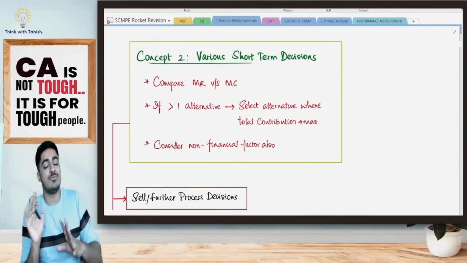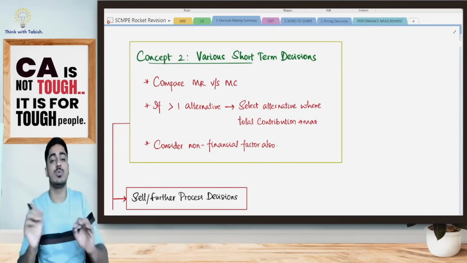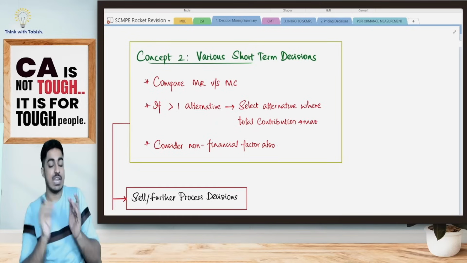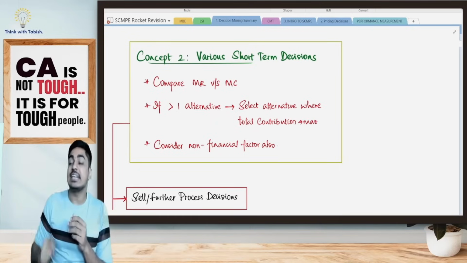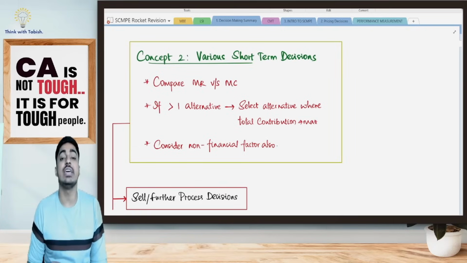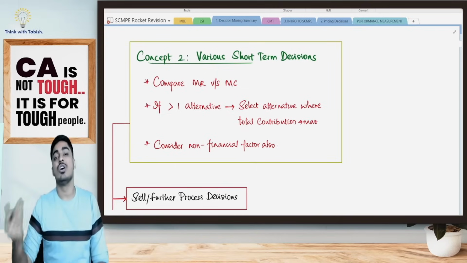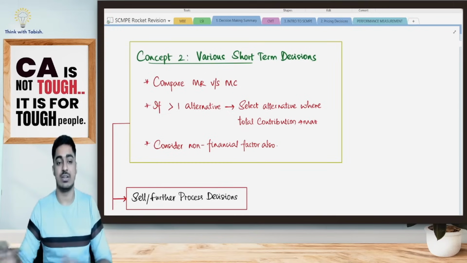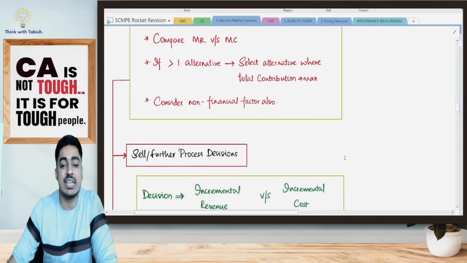How do we take a decision? Very simple. Marginal revenue, marginal cost, we compare, we take a decision. Then, if you are having more than one alternative, select that alternative wherein my total contribution is maximum. And while you are taking a decision, not just financial factors, non-financial factors should also be considered. Now, 5 different decisions are there. Let's see one by one.